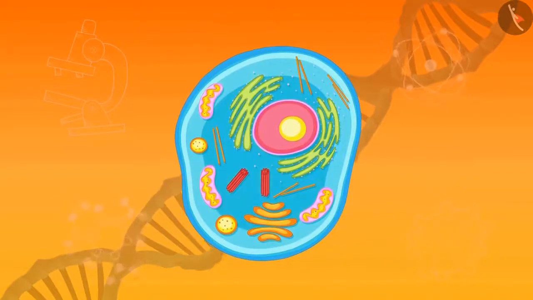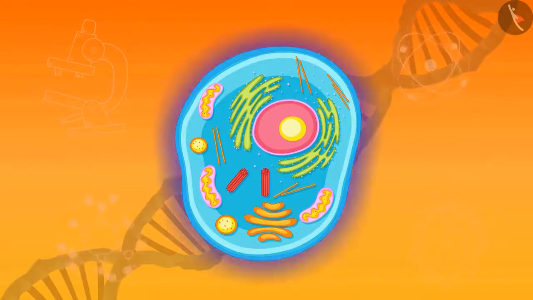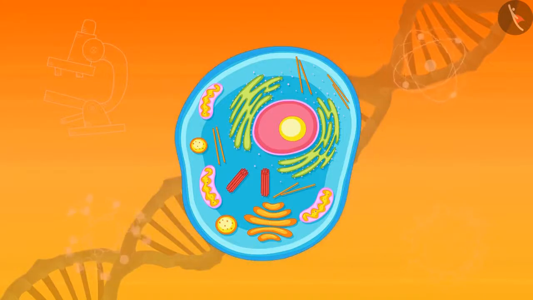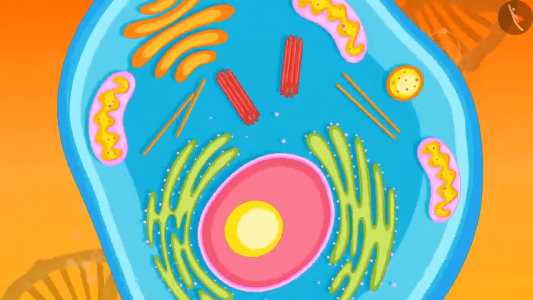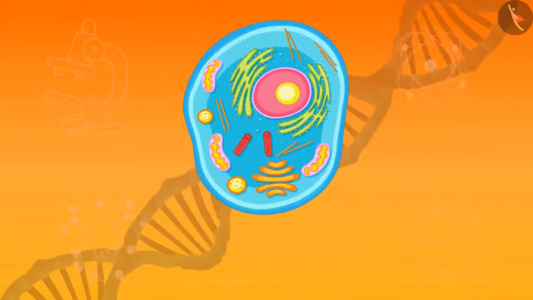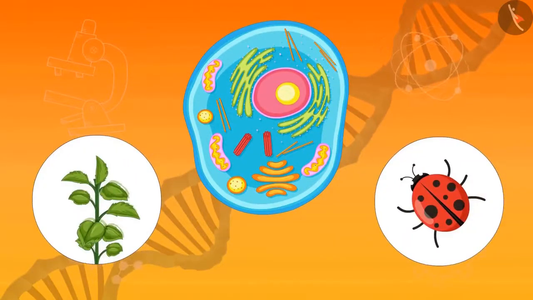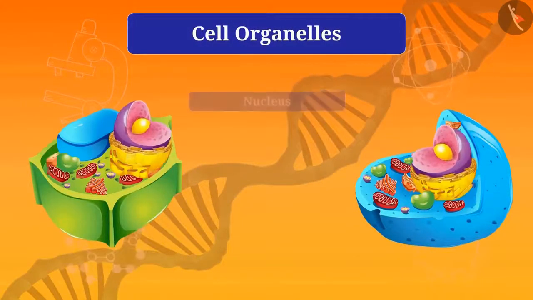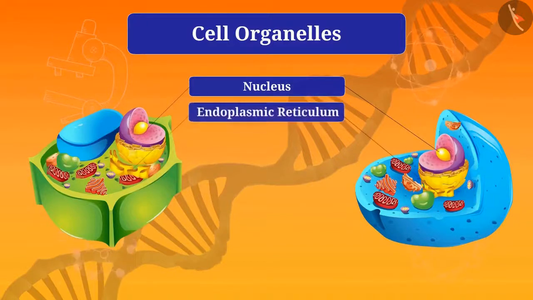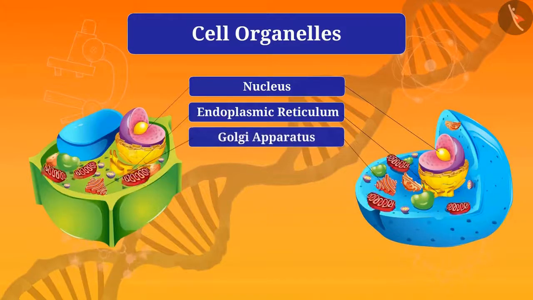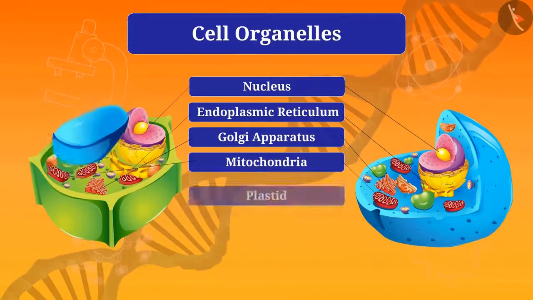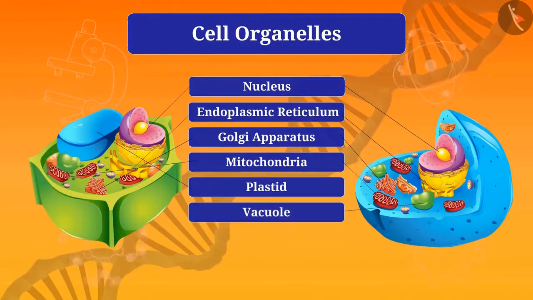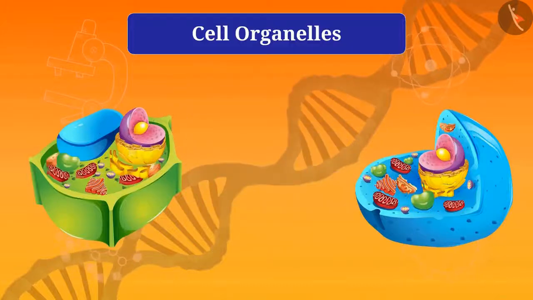All eukaryotic cells use small membranous structures called cell organelles to perform their metabolic or chemical reactions and help in the work done in the body of multicellular complex structures such as plants and animals. These are the cell organelles: nucleus, endoplasmic reticulum, Golgi apparatus, mitochondria, plastids and vacuoles. We have already learned about the nucleus.